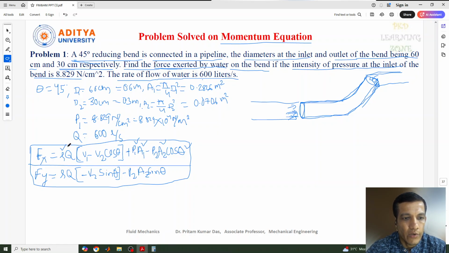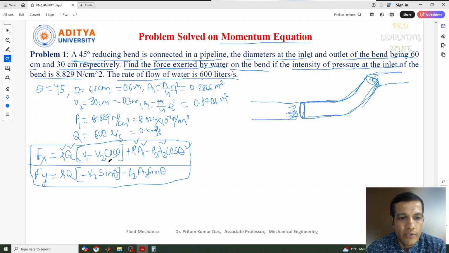Density value we know, Q also given, and this is 600 liter per second. This one also you can convert: 0.6 meter cube per second, just divide the liters by 1000 and we'll get this. Now, what are the things we need to calculate from here? V1, V2 and P2. These three things we need to calculate.